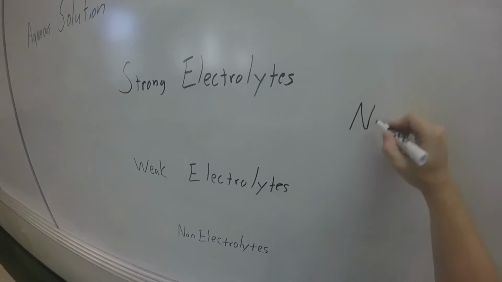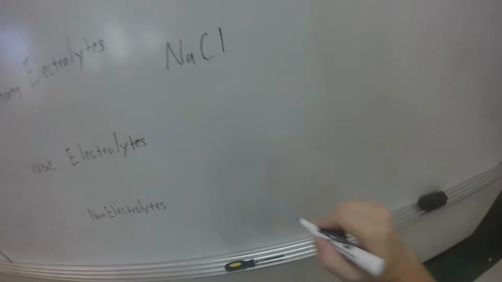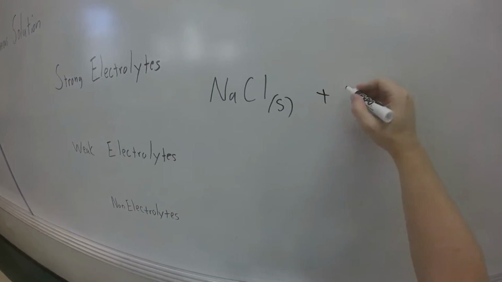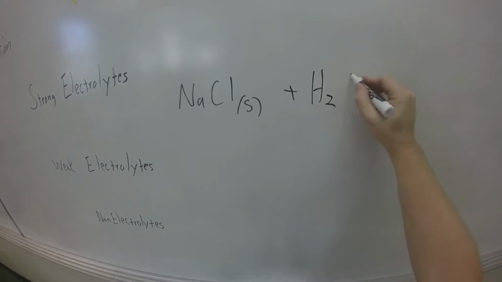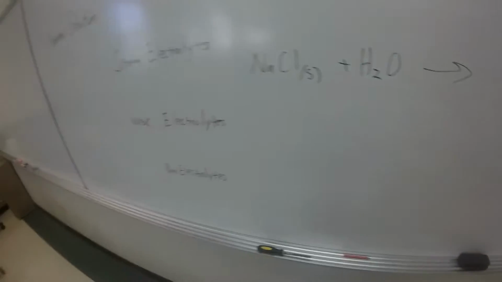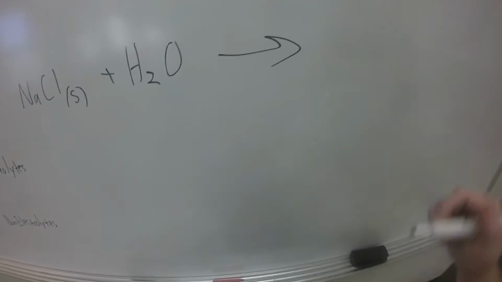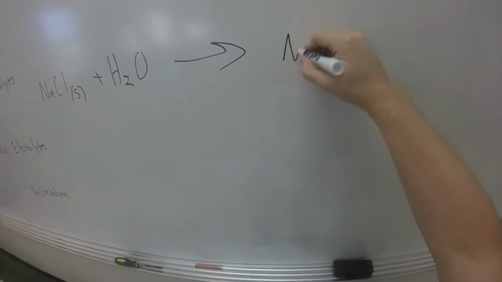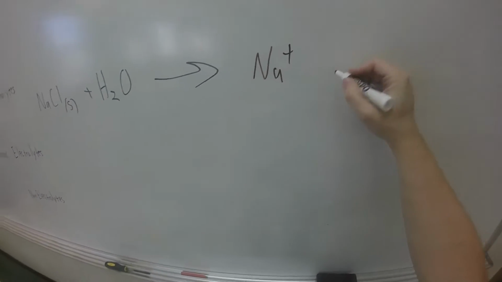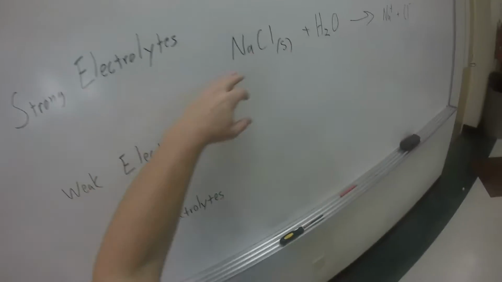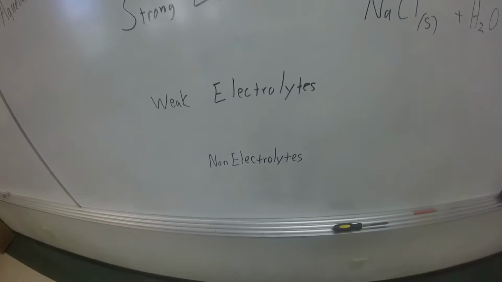Okay, so if we take sodium chloride, which is normally a solid, and we add water to it, what's going to happen to that? Well, as it turns out, sodium chloride is a strong electrolyte, which means it's going to completely break apart once we put it into solution. So you're going to have sodium ions, and you're going to have chloride ions. Okay? So that's a strong electrolyte if it completely breaks apart.